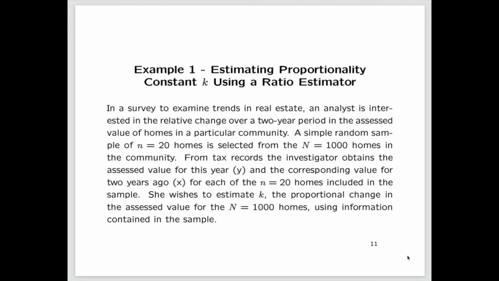The assessed value for a home will be denoted by Y, and the assessed value 2 years ago will be denoted by X. They've obtained this bivariate data for each of the 20 homes included in the sample. The investigator wishes to estimate K, the proportional change in the assessed value for all 1,000 homes in the population, but doing it using information contained only in the sample.